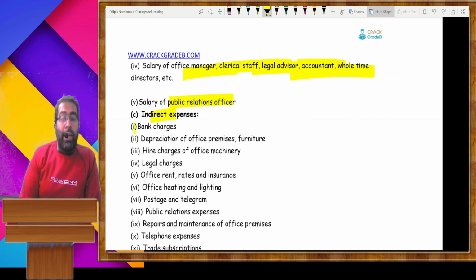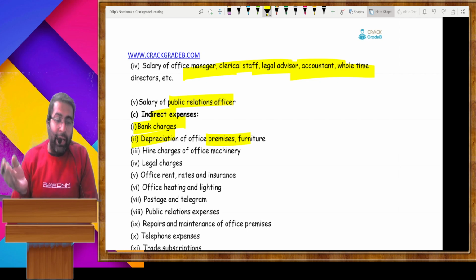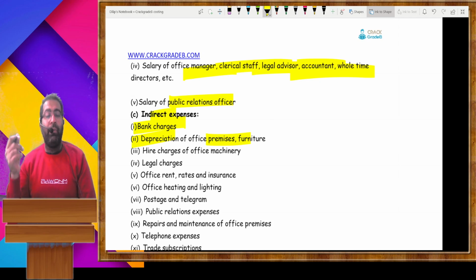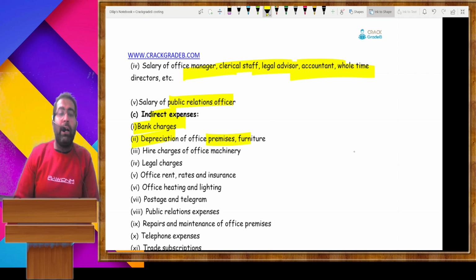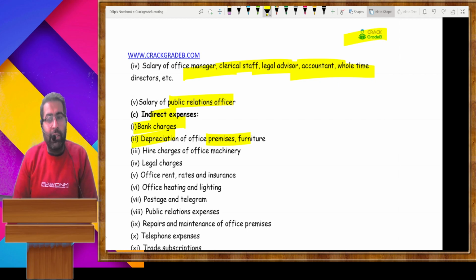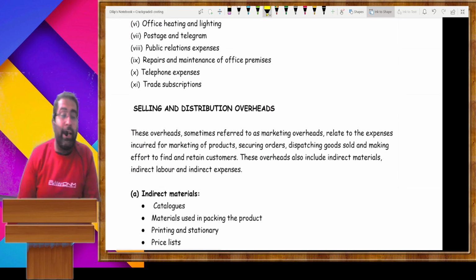Now indirect expenses related to bank, depreciation of office premises and furniture. I am using the machinery of the office, legal charges, office rent, postage, telegram. All the types of expenses which are linked with the office are regarded as office expenses. Okay. Now, thereafter, selling expenses.